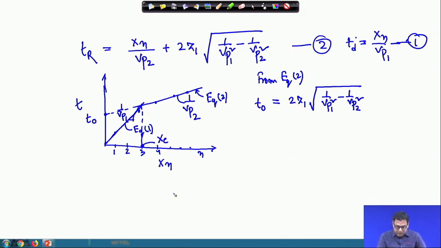Another way is that we get x_c. x_c is the point where both the rays reach at the same time. So we have to equate equation number 1 with equation number 2, and instead of x_n we put x_c. x_c we get from the curve, V_p1 and V_p2 we get from the slopes, and the only unknown is z_1.